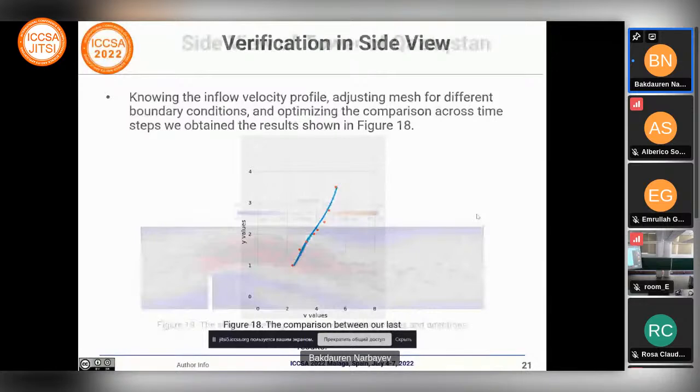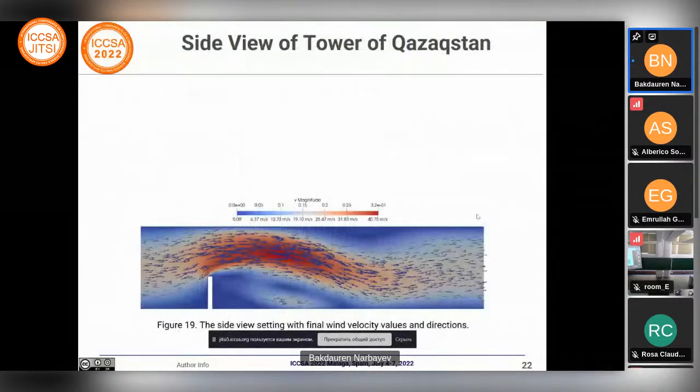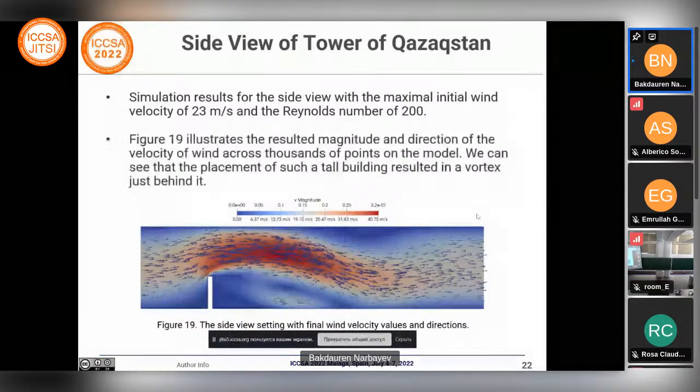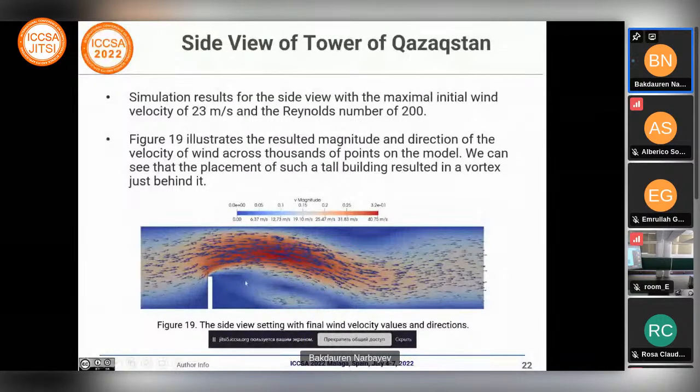Now to the simulations itself. In our first run, we tried a structure that depicts the side view of the Tower of Kazakhstan. Here we are showing only simulation results for the side view with a maximal initial value of 23 meters per second and a Reynolds number of 200. Figure 19 illustrates the results. We can see that placement of such a tall building resulted in a vortex just behind it.